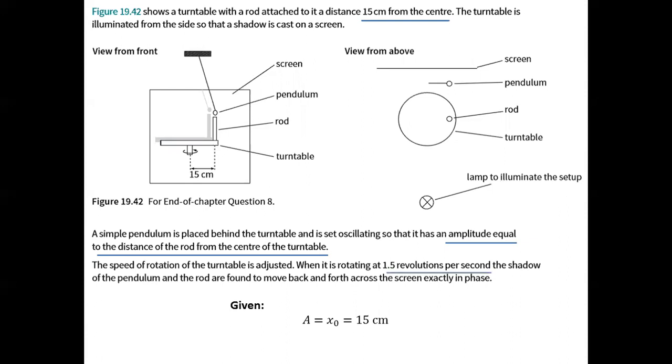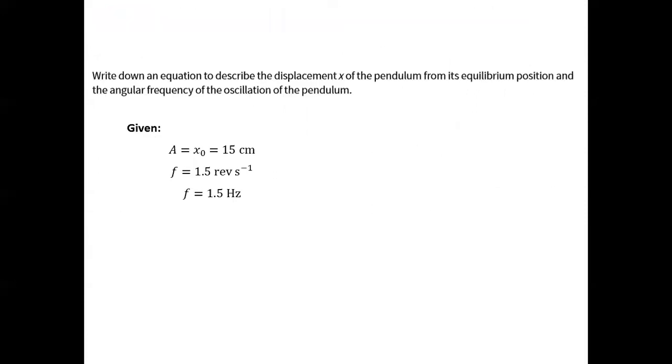We are also given the rate of rotation, which is 1.5 revolutions per second. Note that one revolution in this situation is equivalent to one complete oscillation of the pendulum. That means the frequency will be 1.5 hertz. Now, when we are describing simple harmonic motion, we can use either a sine curve or a cosine curve, but that depends on where you start measuring the motion. Here, we will start at the equilibrium position.